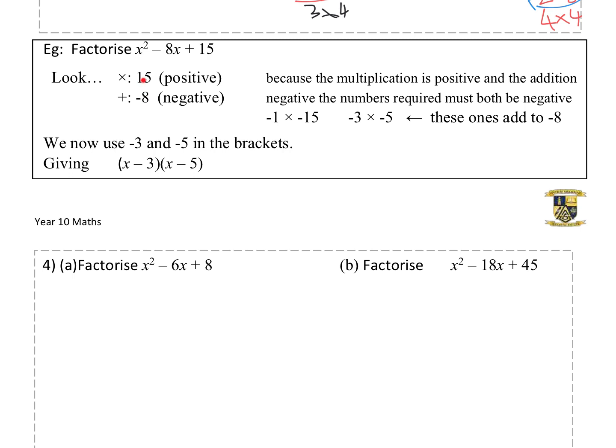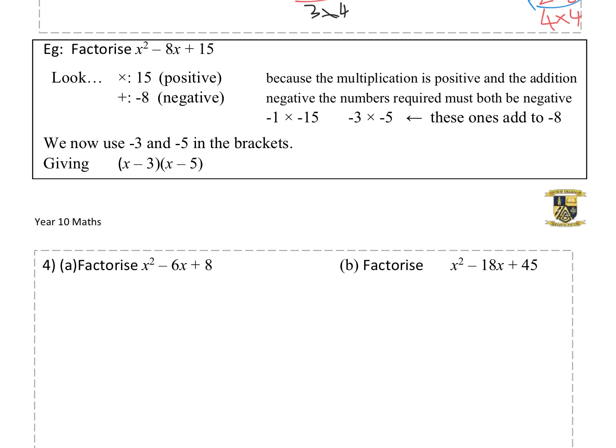So, how can we get 15 with two negative numbers times together? A negative 1 times negative 15, or a negative 3 times negative 5. If we add these, we get minus 16. If we add these, we get minus 8. We want to get minus 8. So these are the two we use.